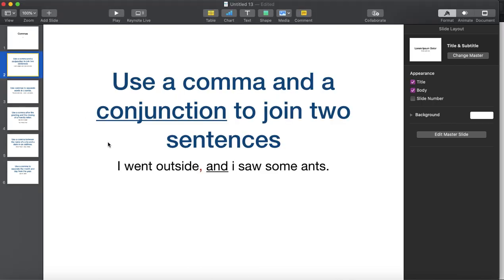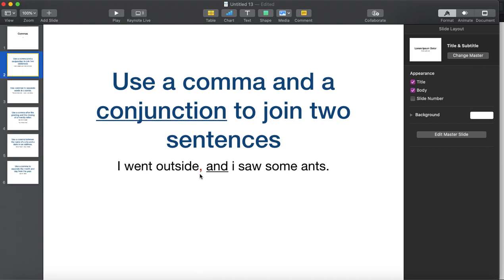First, we use a comma and a conjunction to join two sentences. We all know what conjunctions are. Conjunctions are what? And, but, or. So before we put a conjunction and join two sentences, we should put a comma. For example, I went outside, and I saw some ants. So the conjunction and here, I should put a comma before.